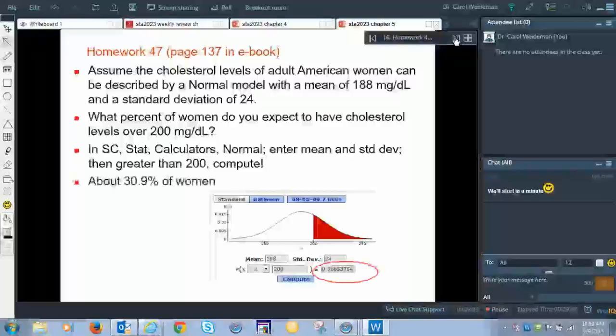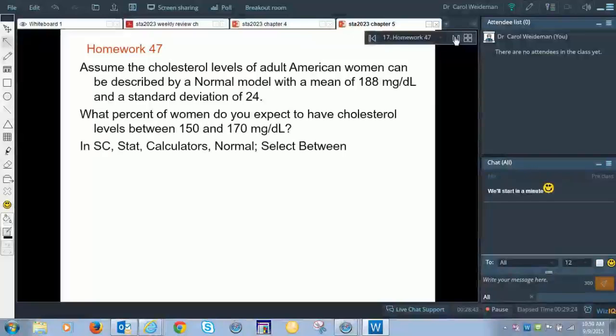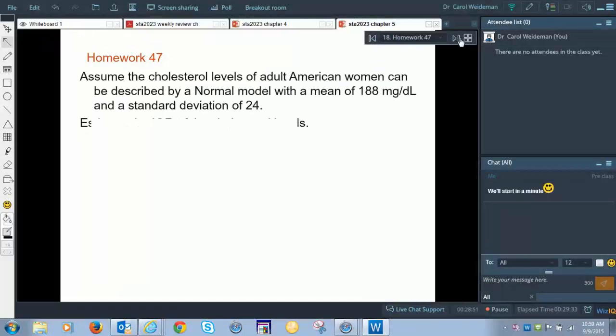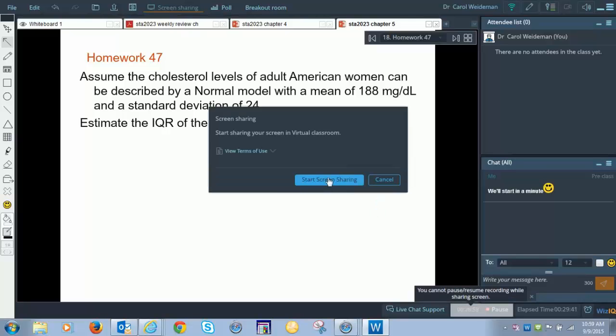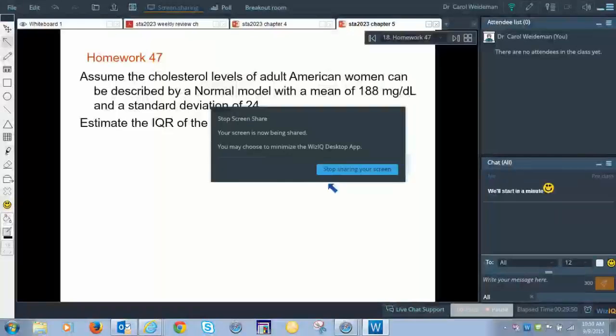And let me go back now to those. There's the first problem that we did, and then here's the second problem that we did with the between. Right there. Okay. And let's see, one other thing on here. Oh, the IQR. They want to do the IQR. So what I do for the IQR, let me go ahead and share the screen again. And I also want to show you one other thing while I'm in there.